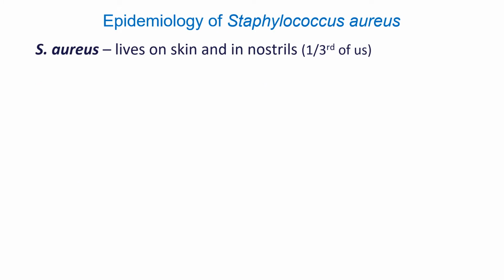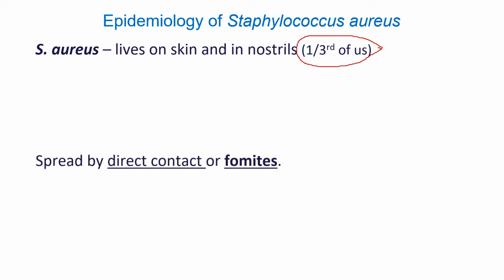So where does it come from? It lives on us. Staphylococcus aureus, I'd mentioned before, is a transient microbe. That means it lives on us. You can see that number there, a third of the time. I've also read about 25% of the time. So it comes and goes.